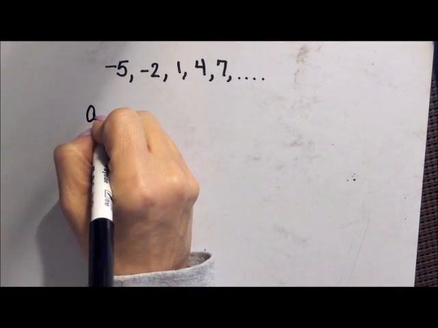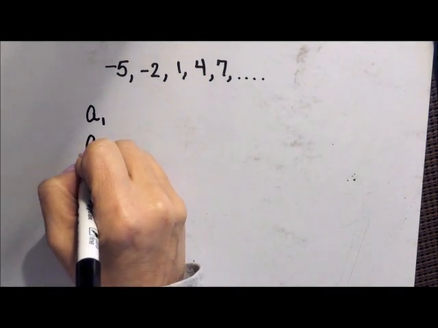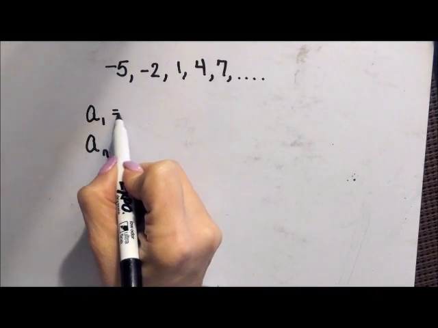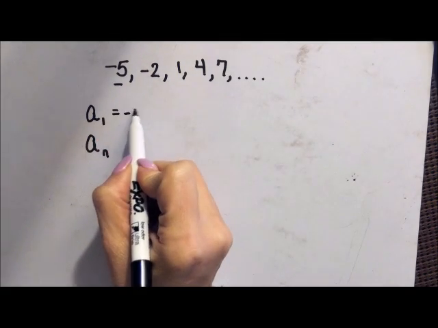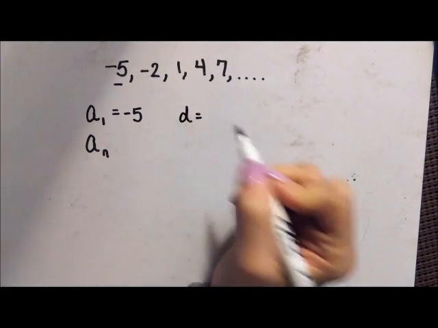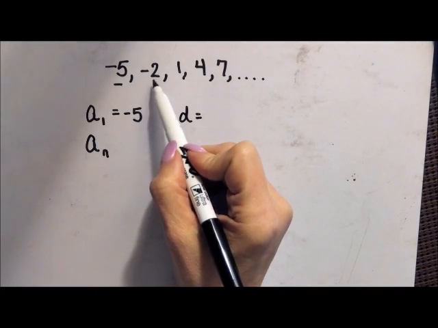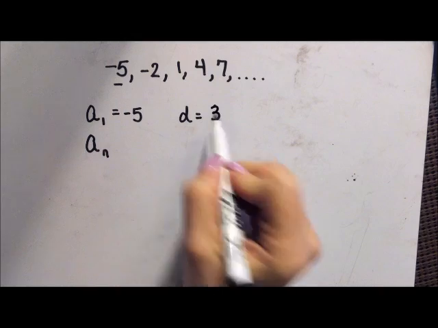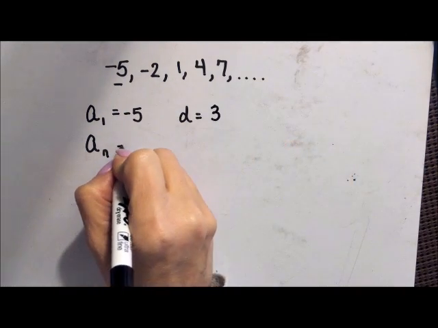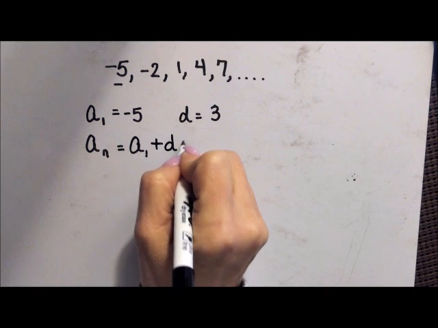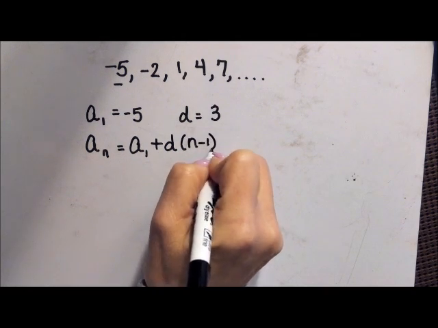We had things like the first term, and we had things like the nth term. A sub 1 is always the first term, so it's negative 5. We had things like D, which represented the common difference. What is this doing? These are getting bigger by 3. So here was how you found the nth term. You took A sub 1 and you added the common difference times n minus 1.